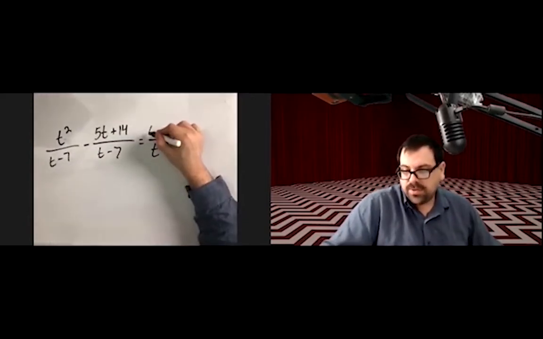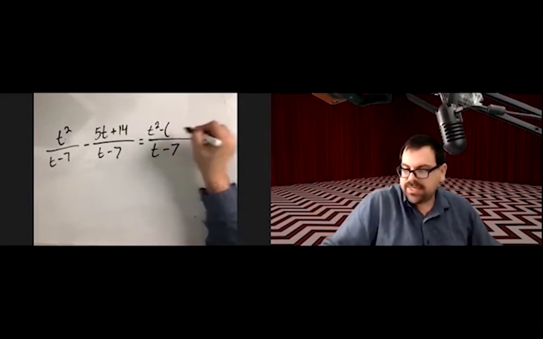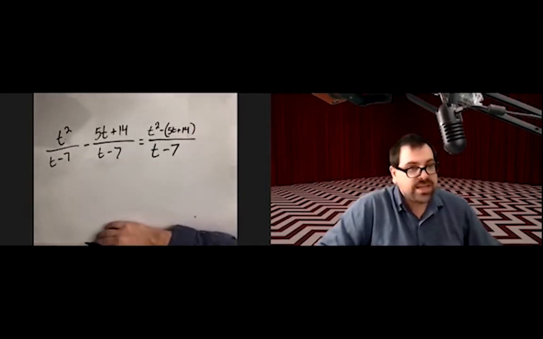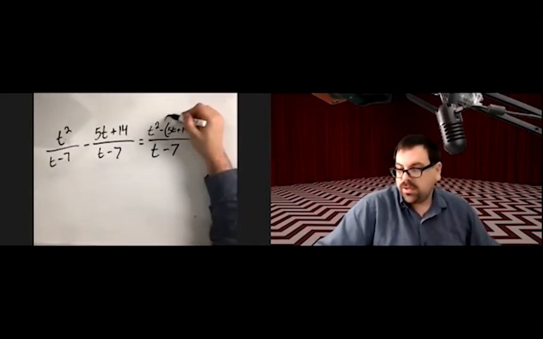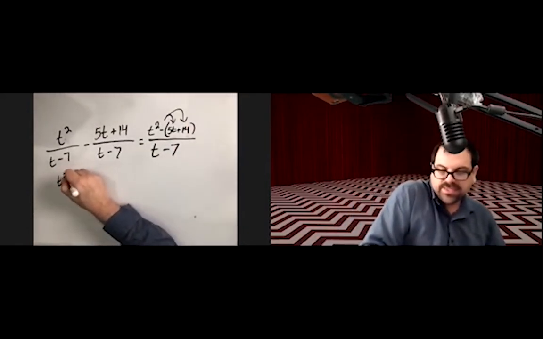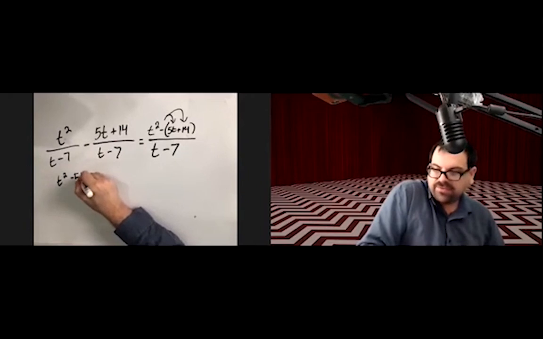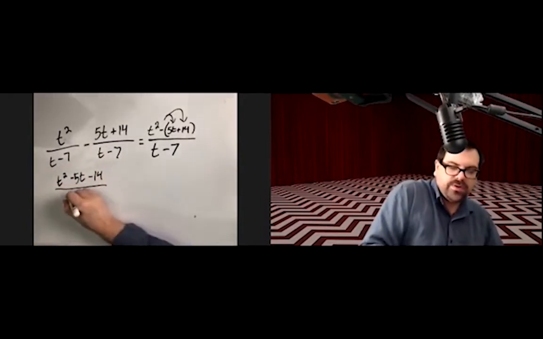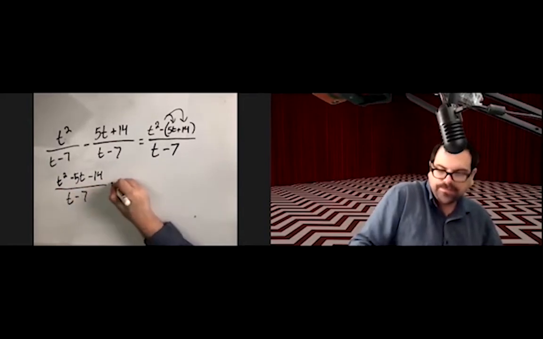On the top, t squared minus the entire 5t plus 14. Distribute the negative. T squared minus 5t minus 14 all over t minus 7.